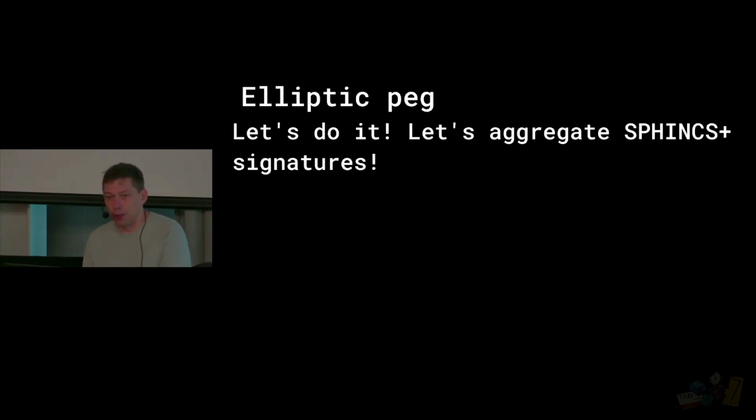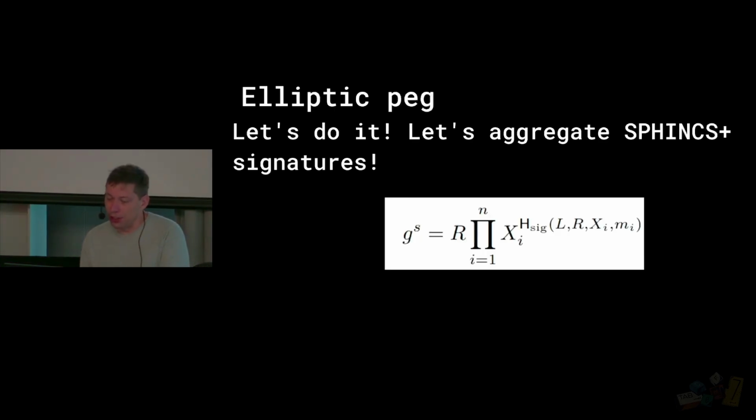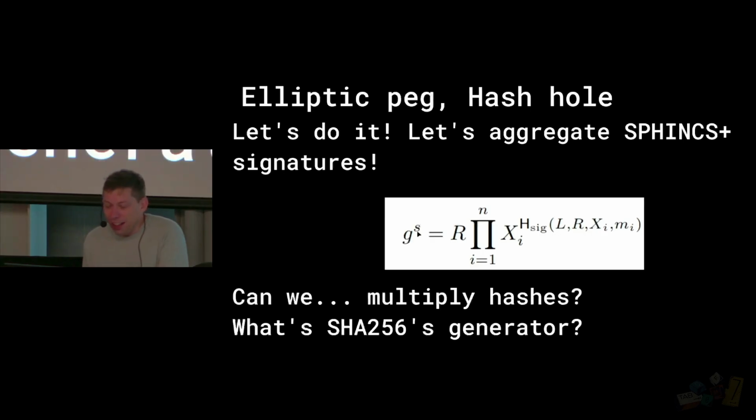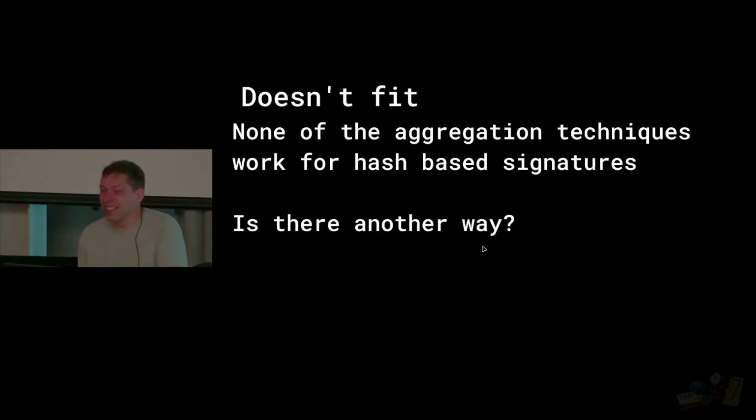So let's look at how they aggregate the elliptic curve signatures. Even if you know what all these things mean, and I don't endorse exponential notation, I like the multiplicative. Anyway, can you multiply hashes? That's what this big pi thing means: you multiply stuff. I guess you can multiply them? Modulo what? Modulo 2 to the 256? What's the generator point for SHA-256? Is there one? None of this fits, right?